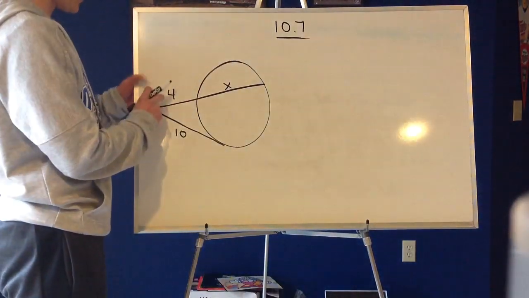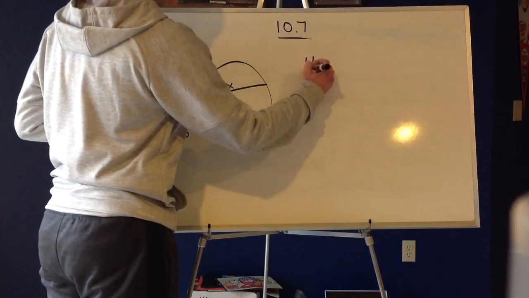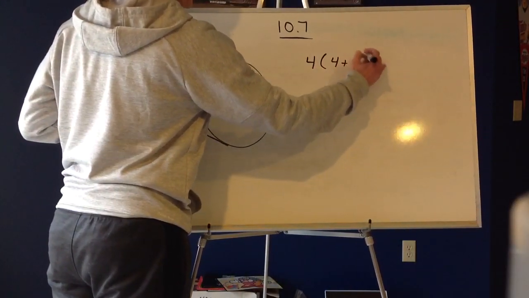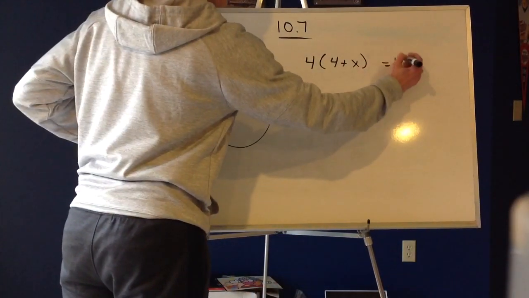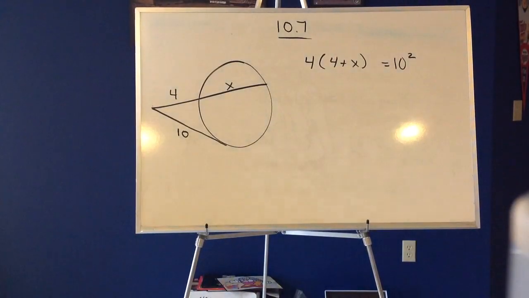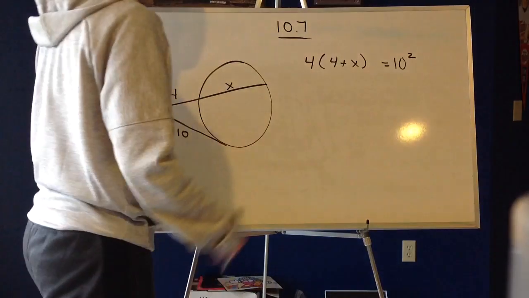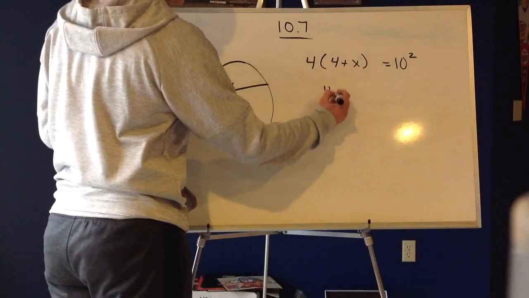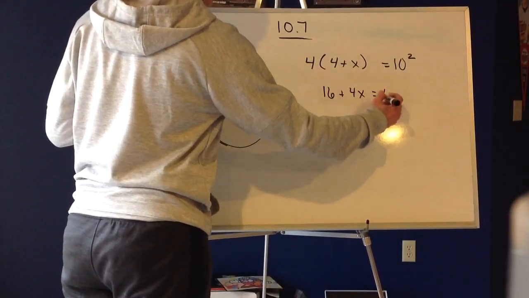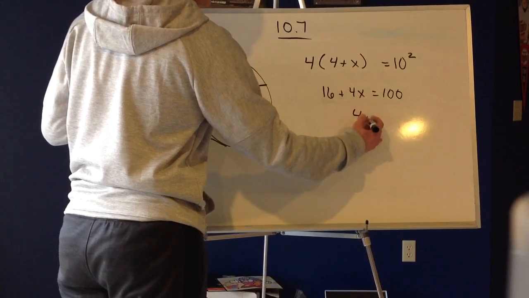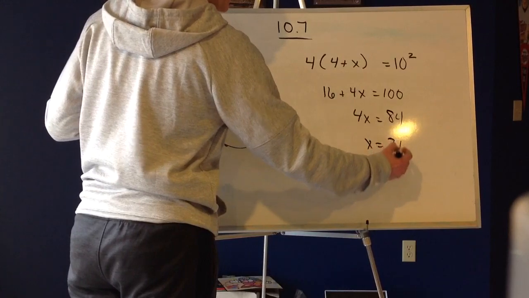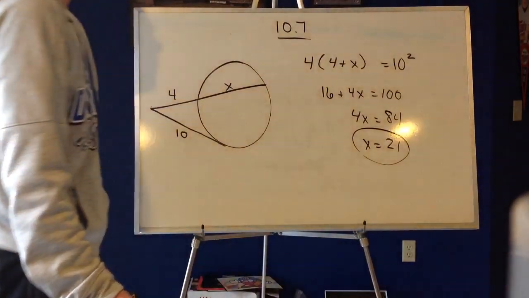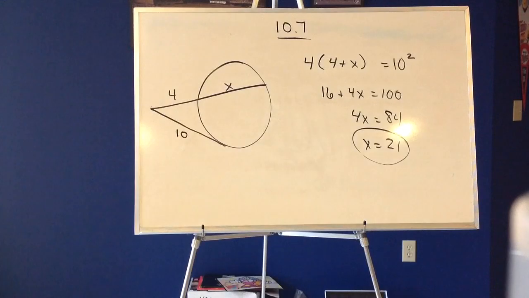Okay, so we want to go with the same idea, the outer times the whole thing. So 4 times (4 plus x) would equal, the tangent we're just going to square, so it's just going to be 10 squared, which if you want to simplify to 100, go ahead. And then from there it's just your normal solving. So I'd end up with 16 plus 4x equals 100. So we'd subtract, and we'd end up getting 4x equals 84. So we'd end up with x equals 21 for that one. So again, the same idea: if you only have a tangent, go ahead and square it.